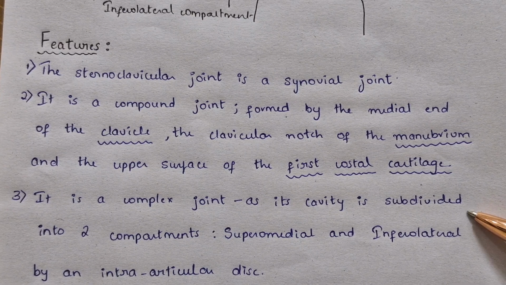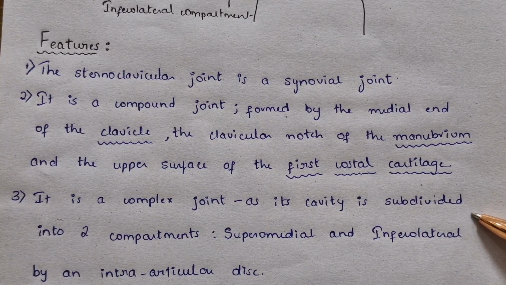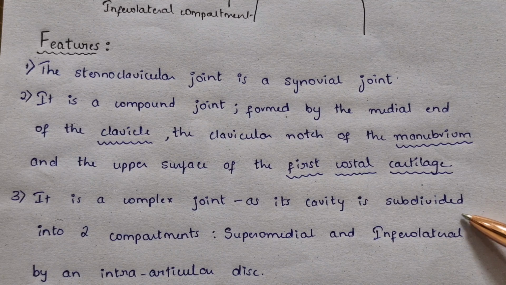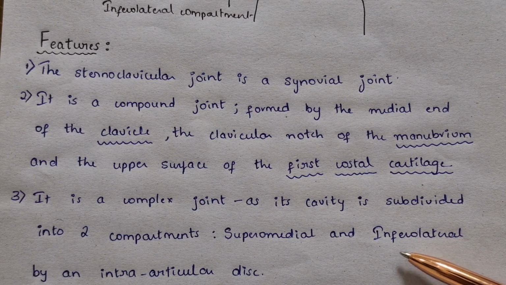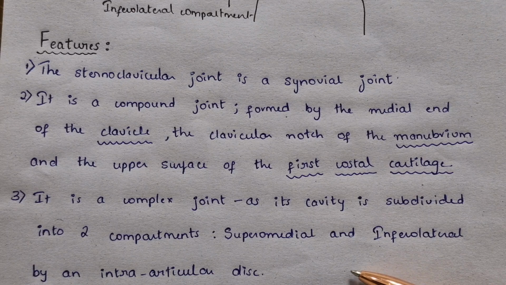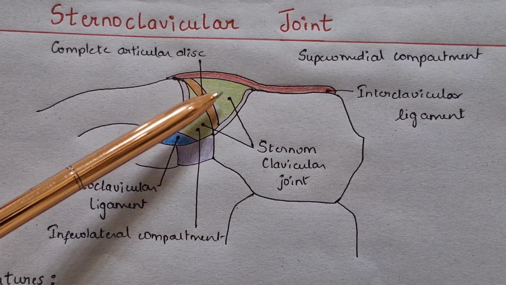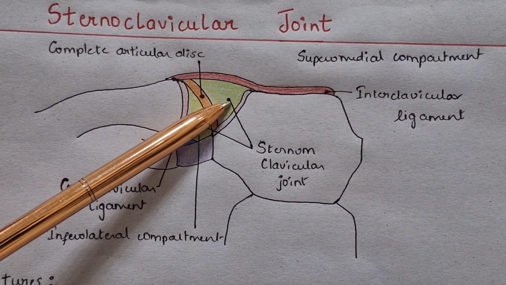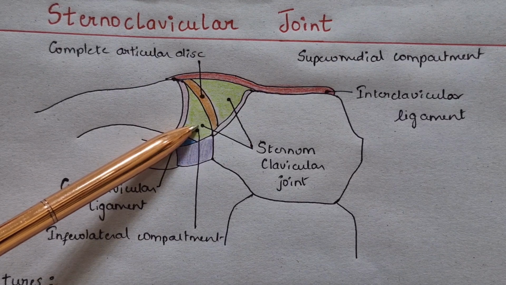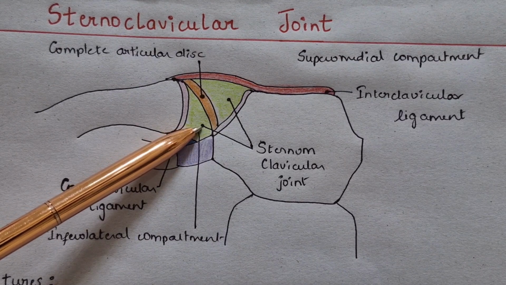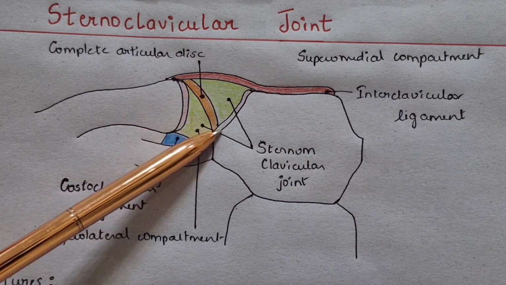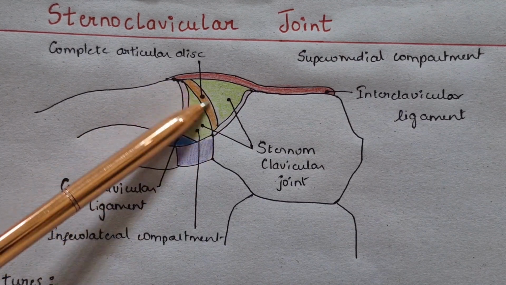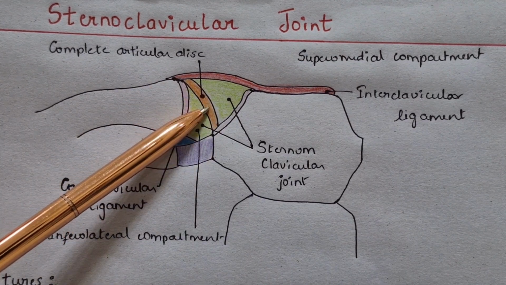It is a complex joint as its cavity is subdivided into two compartments, the superomedial and the inferolateral, by an intra-articular disc. So this is the superomedial compartment and this is the inferolateral compartment, which is divided by the intra-articular disc or the complete articular disc.